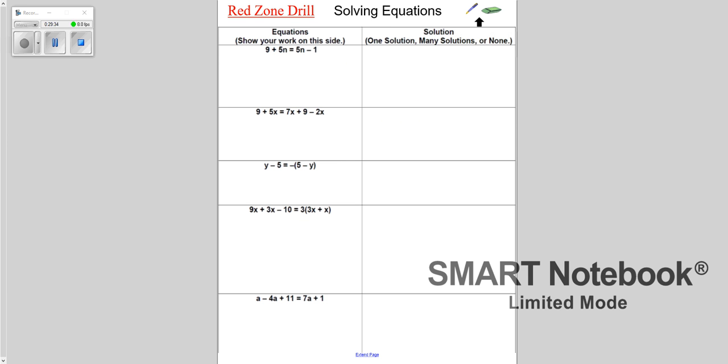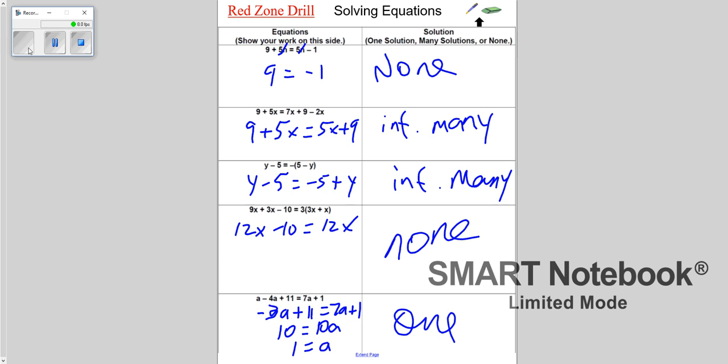All right, here are 5 equations from your Unit 1 exam. You need to solve each one and then write down how many solutions there are. So I'm going to pause it, put up all the work, and then write the answers. All right, so the answers are no solution, infinitely many, no solution, and one solution.